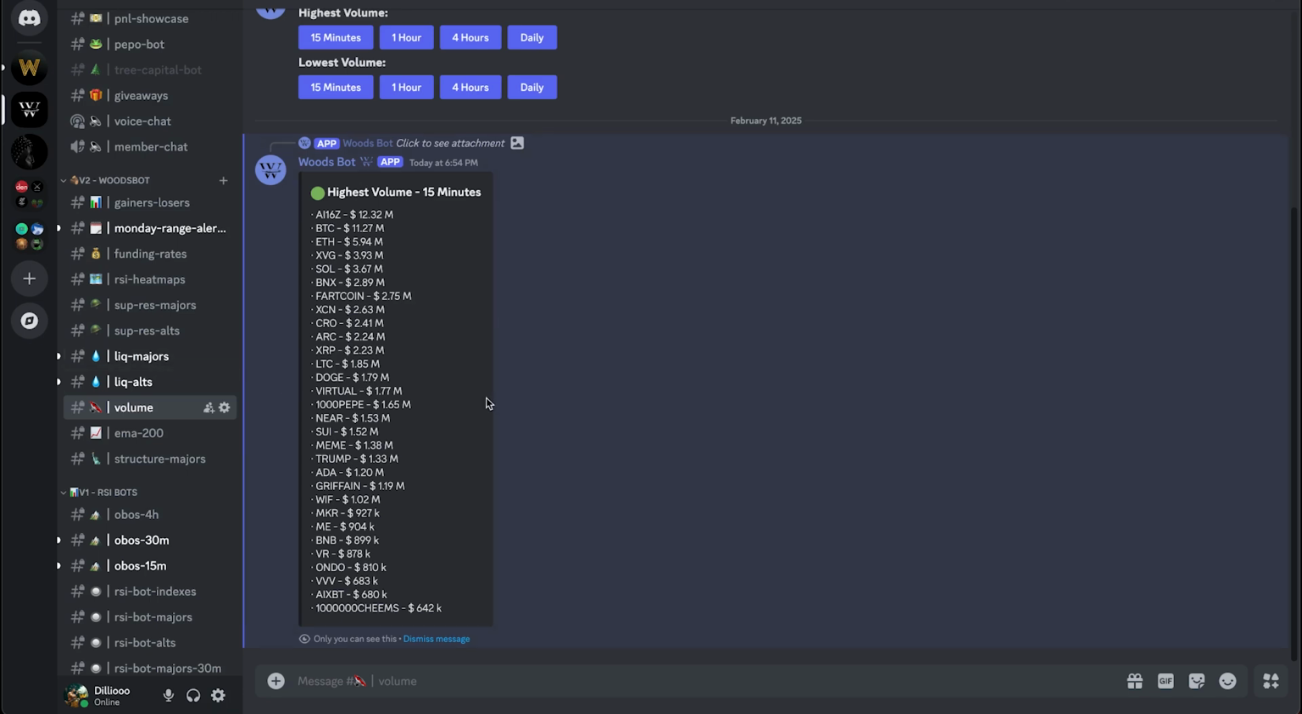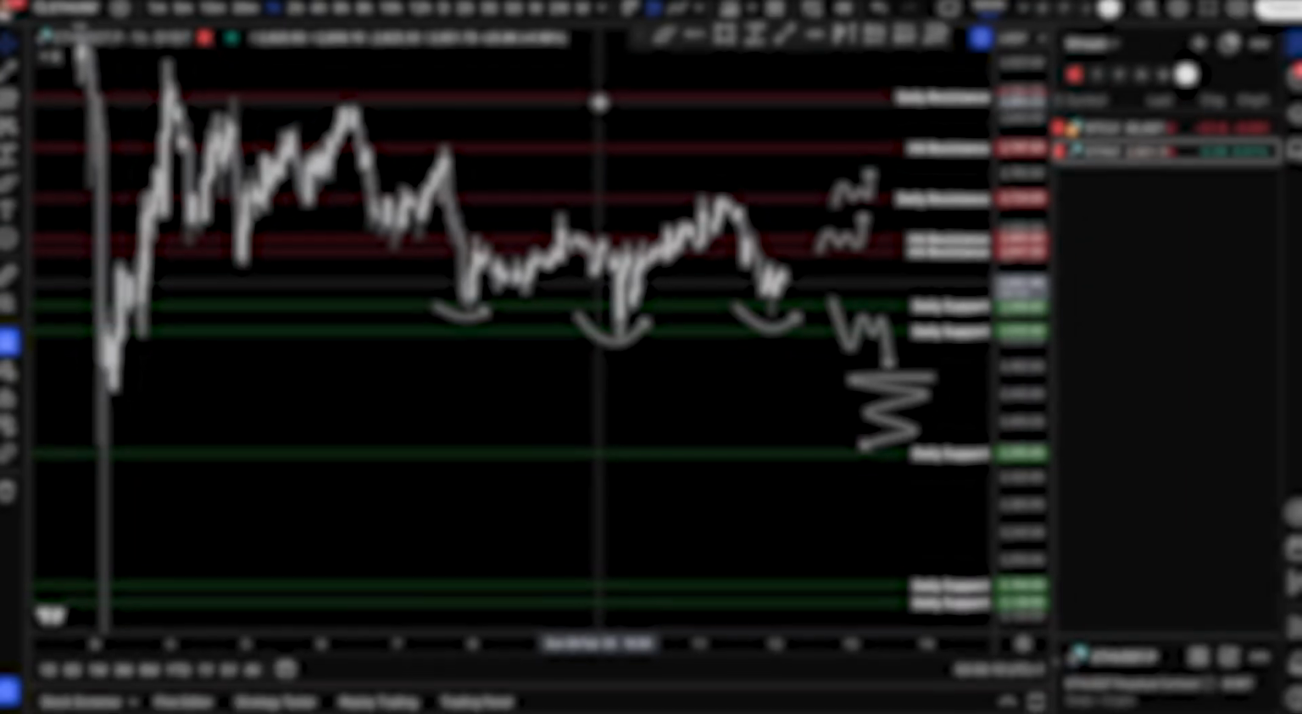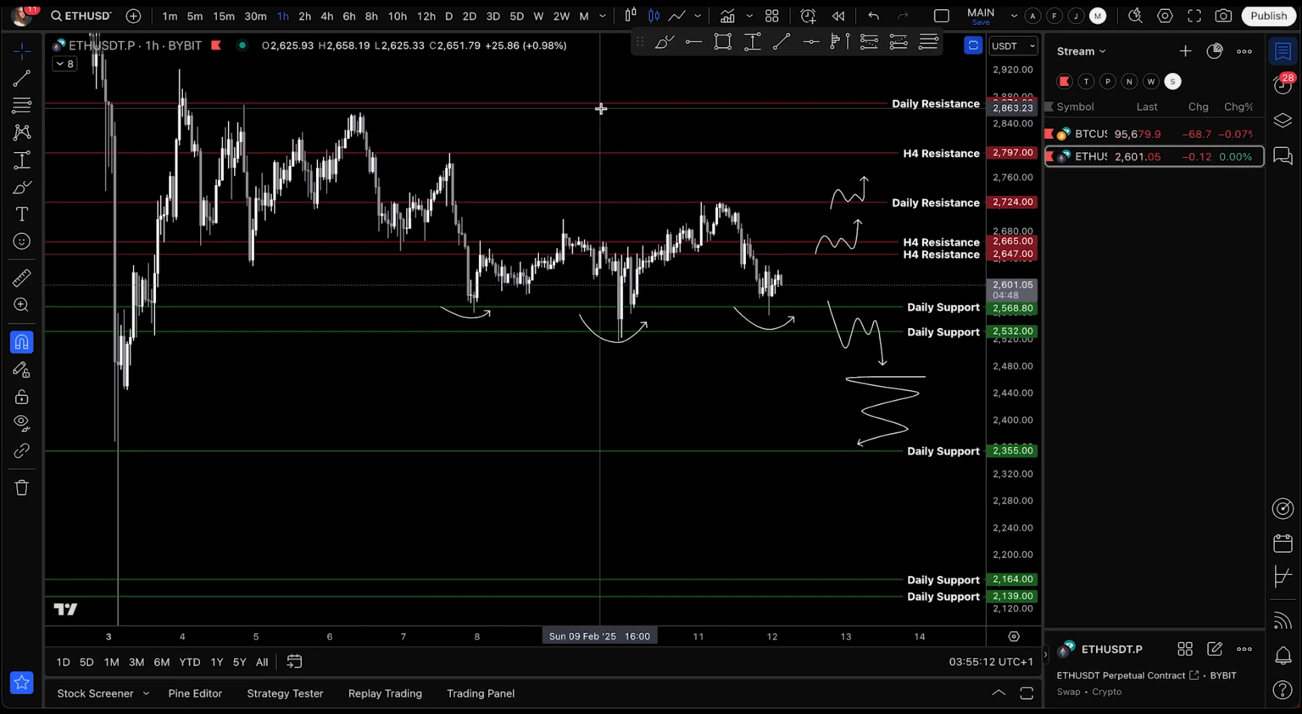These are just a few bots that we offer, as well as the levels from the support and resistance for you guys to build a general daily bias every time you log on to have an idea of how you want to trade for the day.